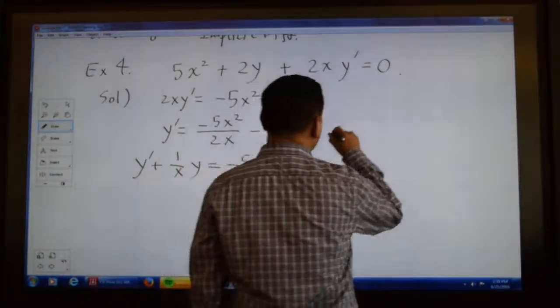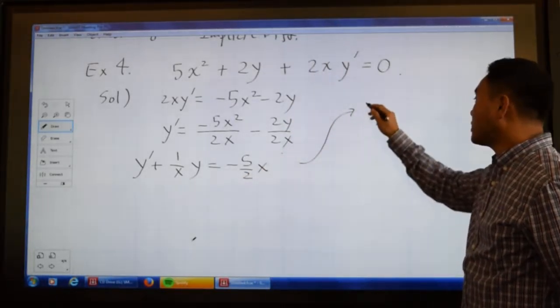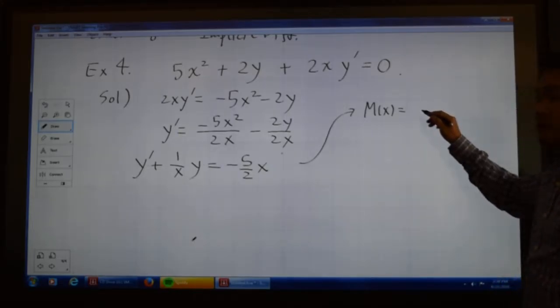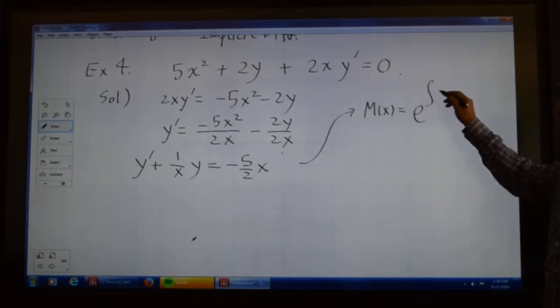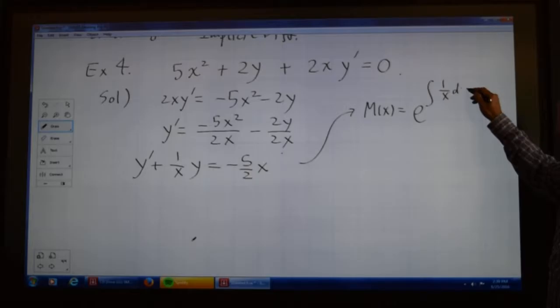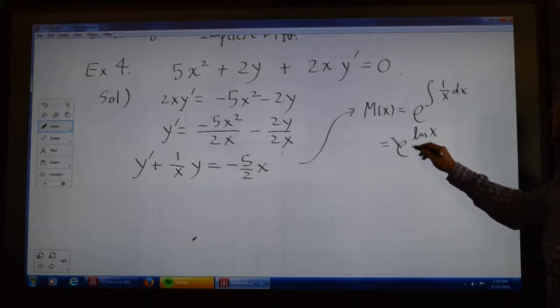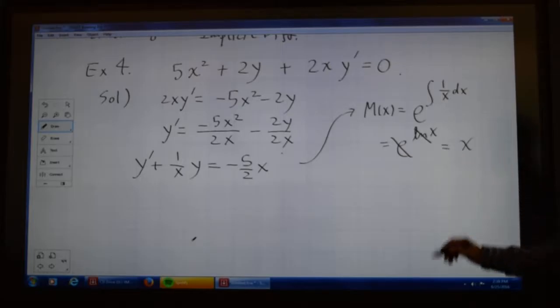Now from here, what's our multiplier? e to the integral of 1 over x. So it's e to the ln of x. You get x.